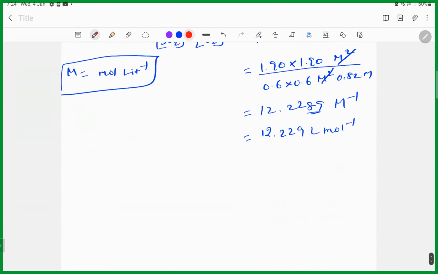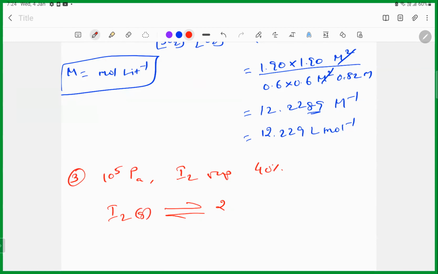And the next problem, third problem: at a certain temperature, the total pressure is 10 power 5 Pa. The iodine vapor contains 40% by volume of iodine atoms. So I2 gas gives 2I gas. Calculate the Kp for the equilibrium.